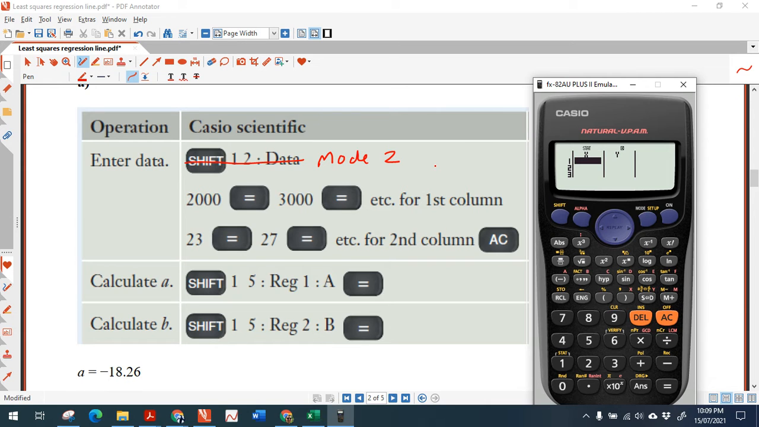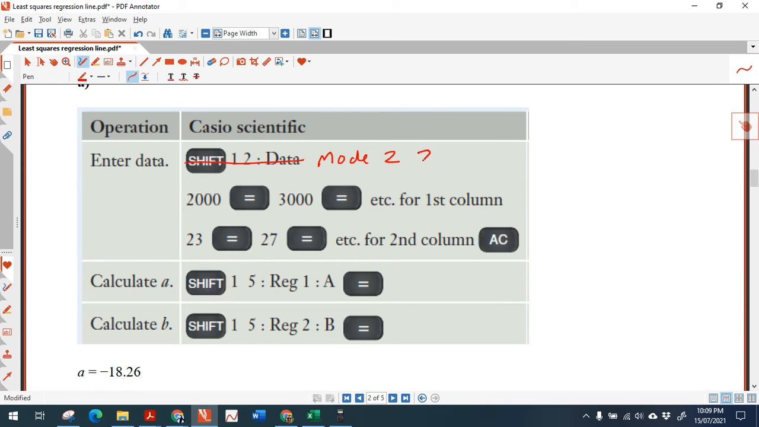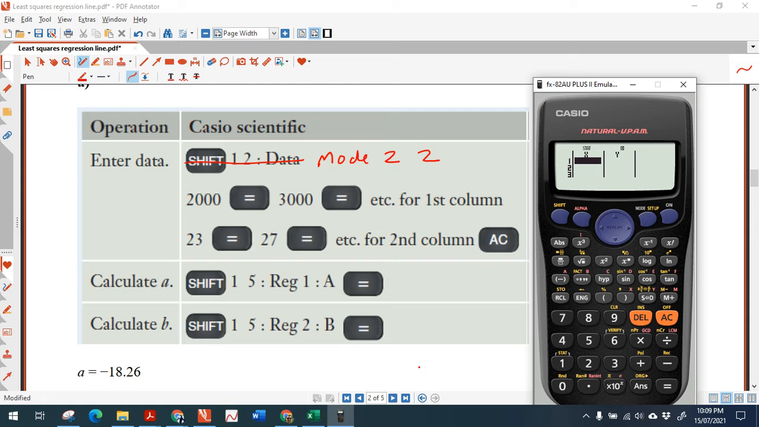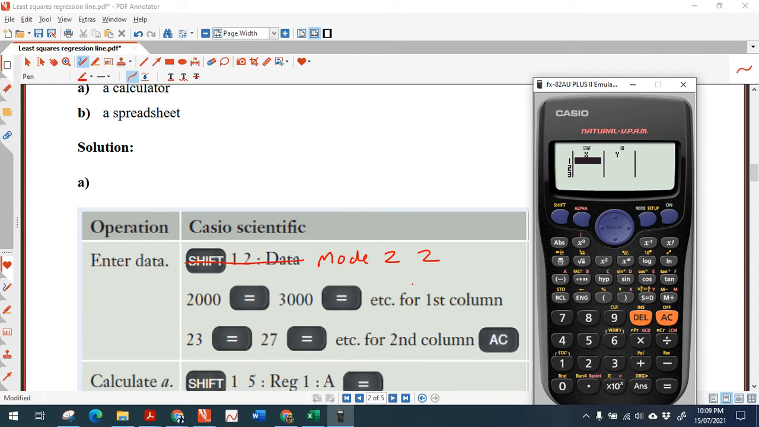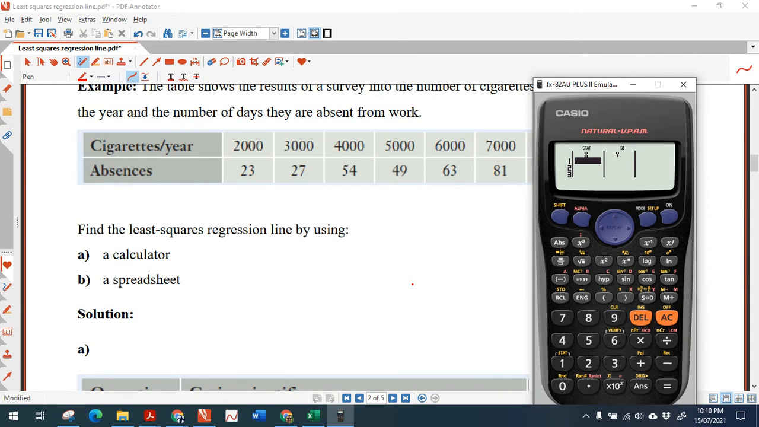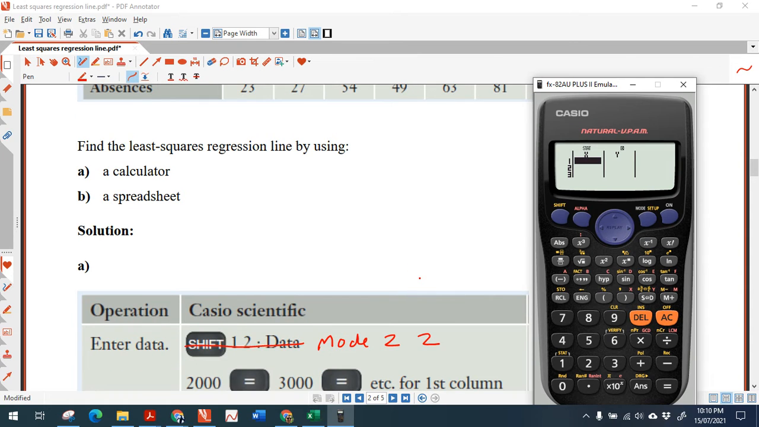So mode 2, and then 2 again. Okay, then you're good to go. So let's put in the first row. Now, where's the first row? It's 2,000, 3,000, all the way up to 10,000. So let's put that in there.